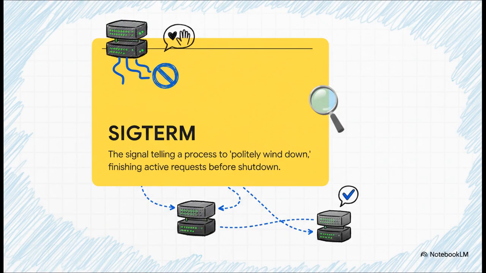So what the heck is SIGTERM? Well, the most important thing to understand is that it's not a command to die now. It's more like a polite request, a little tap on the shoulder saying, hey, could you please finish what you're doing and then shut down when you're ready? When your app gets a SIGTERM signal, it should stop taking any new connections. But, and this is the crucial part, it lets all the existing active connections finish their work. This is what ensures that nobody's request gets cut off midstream during a deploy.